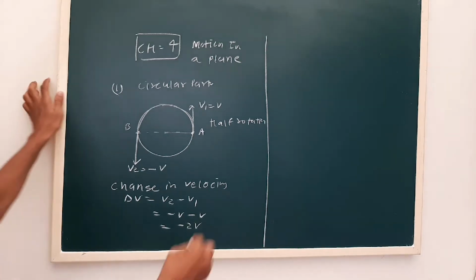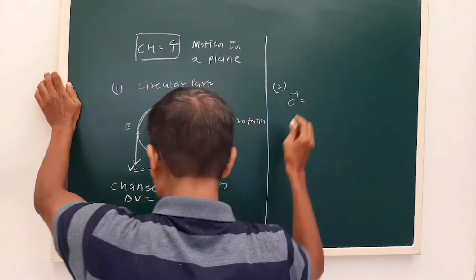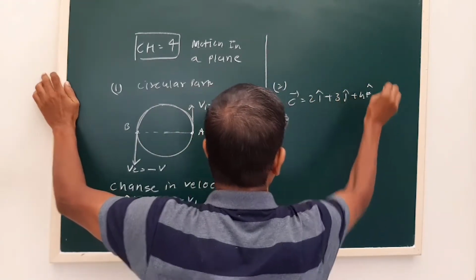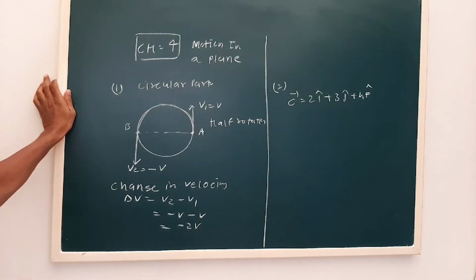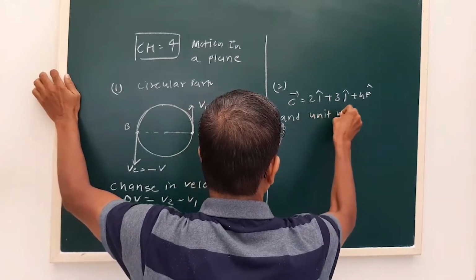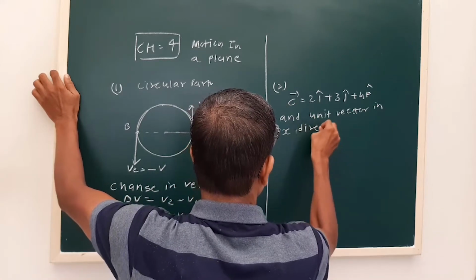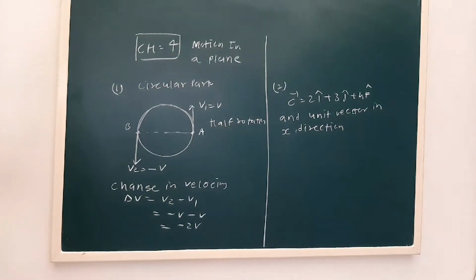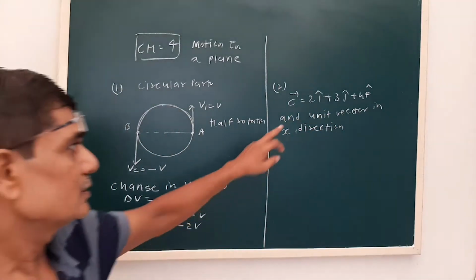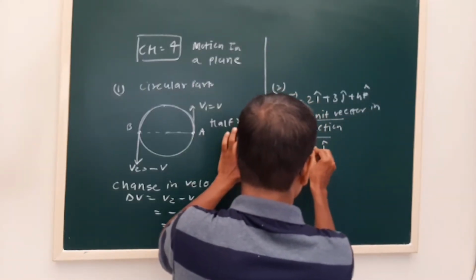Now, next question. A vector C is given as 2i plus 3j plus 4k. What will be the angle between vector C and the unit vector in the x direction? The unit vector in the x direction is i caret. Let us denote D as i caret.